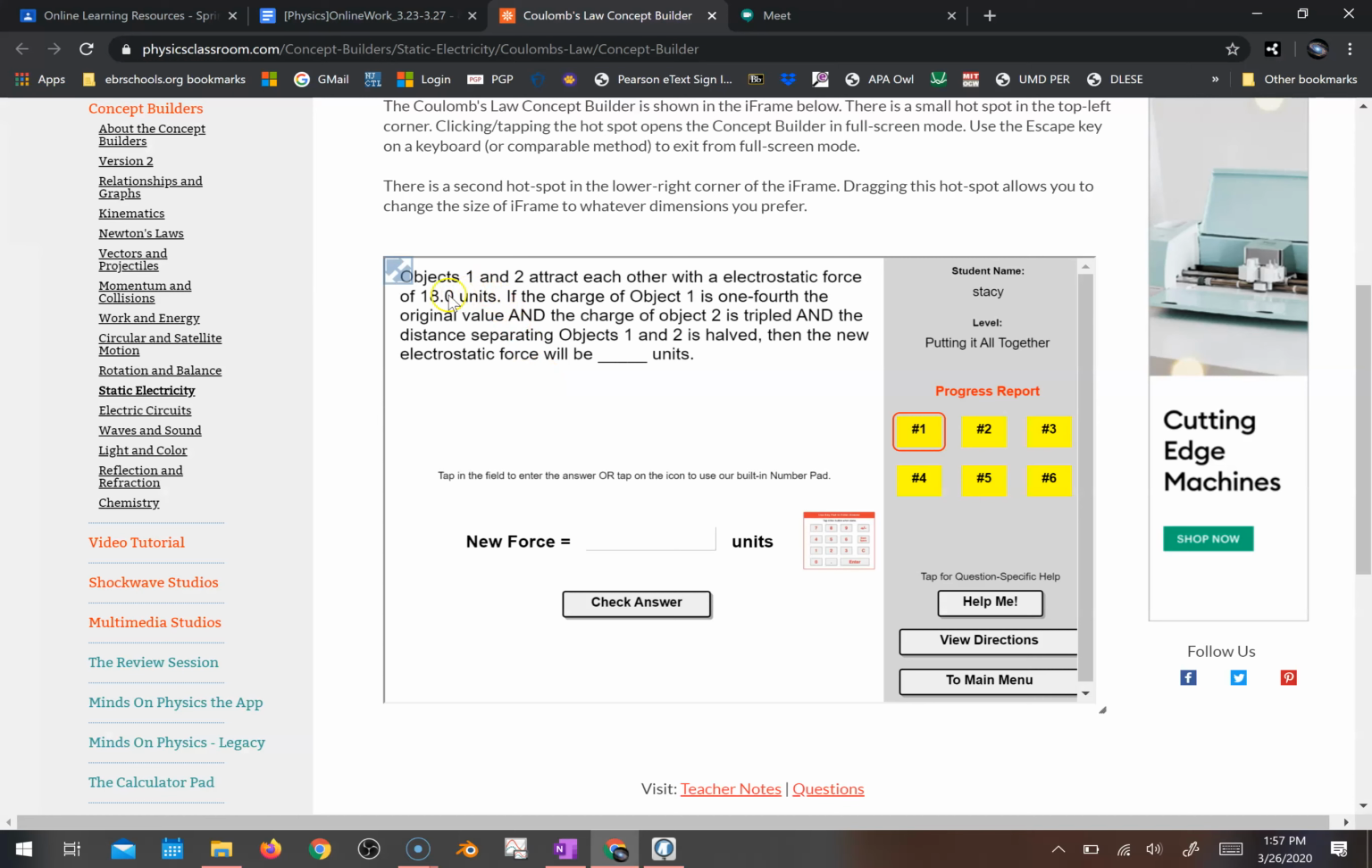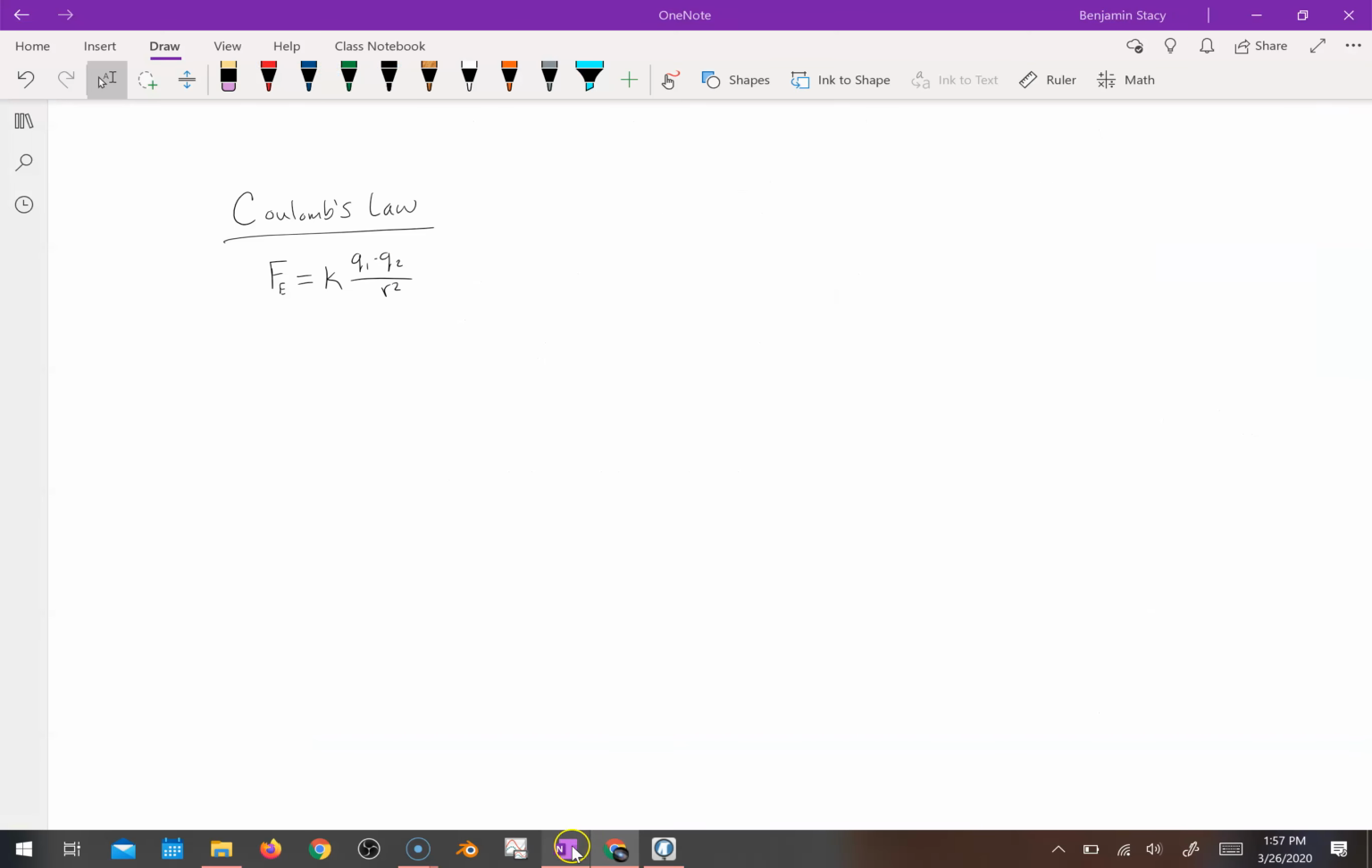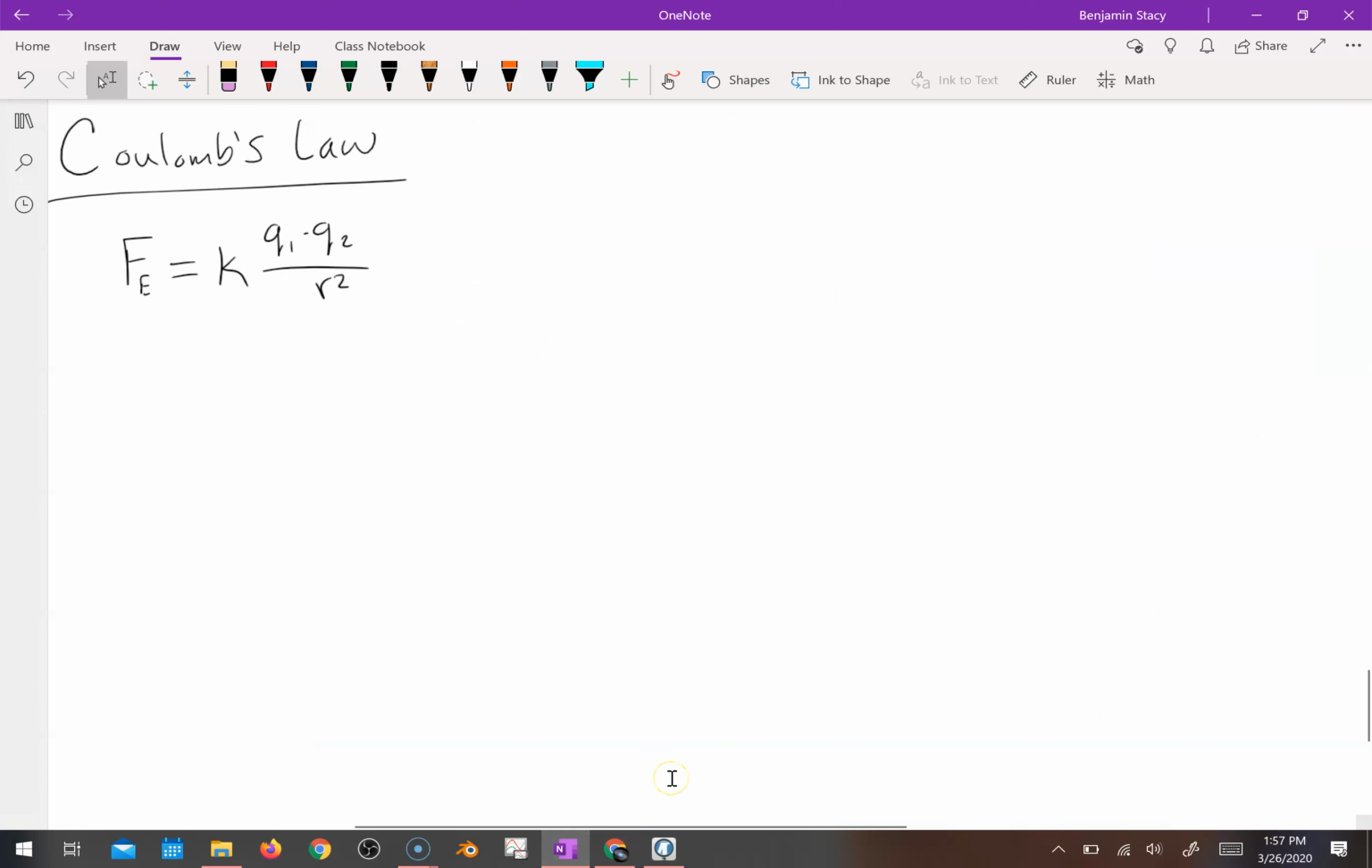We've got two objects, 1 and 2, that attract each other with an electrostatic force of 18 units. If the charge of object 1 is 1/4 the original value, and the charge of object 2 is tripled, and the separating distance between the two objects is halved, the new electrostatic force will be how many units? So we have an old electrostatic force value of 18. We're wondering, if we change this stuff, what's going to happen to the electrostatic force after we make those changes? That's our question.